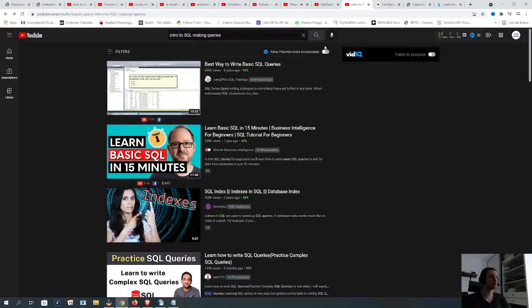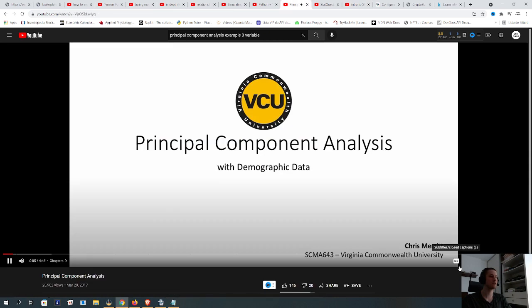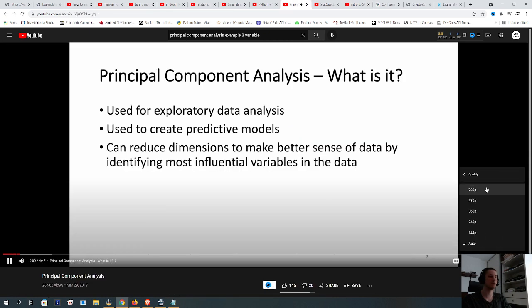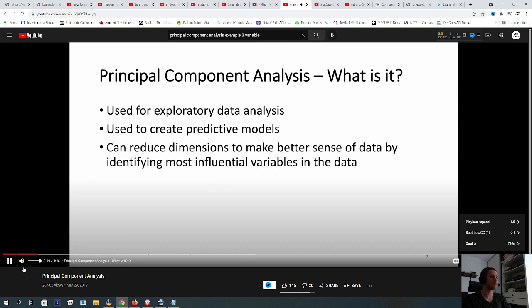In this presentation, we'll briefly discuss, and I mean very briefly discuss, principal component analysis. So what is principal component analysis? It's really a good utility, or method, to use to explore big data sets, or data sets in general. It can be used to create predictive models. It can reduce dimensions to help make sense of data by identifying influential variables in the data.